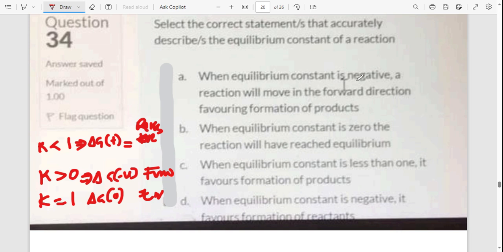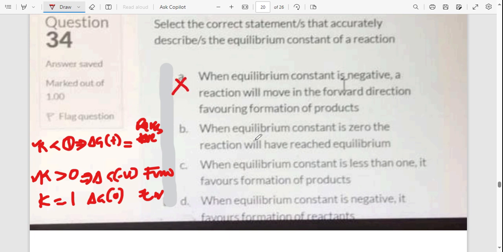So when the equilibrium constant is negative, a reaction will move in the forward direction. Is that true? You can see when K is greater than 0, meaning that it's positive. Unless when K is less than 1, that's when it's negative, right? Actually, less than 0, not 1. Less than 0, that's negative. So when the equilibrium constant is less than 0, the reaction will move in a backward direction, so it will favor the reactant. So the statement is not true.